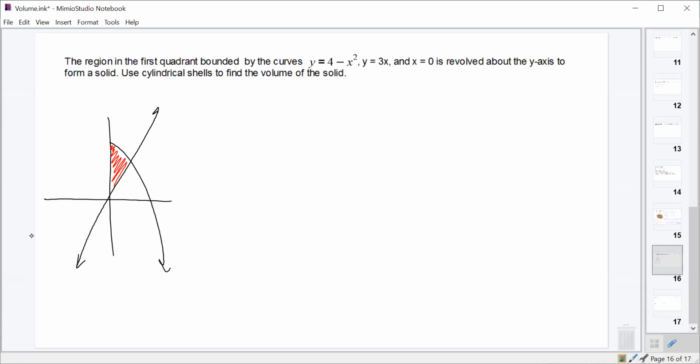So if we're going to revolve this around the x-axis, we should draw in a rectangle and make the little cylinder here. This is what all of our cylinders look like. They should have a radius that's just going over from the y-axis to some value x over here. So your radius, like I said before, if you're going around the y-axis, is just x. And then it should have a height that is the upper function. Our upper function is the parabolic function, 4 minus x squared, minus the lower function, which is 3x. Everybody good with that?